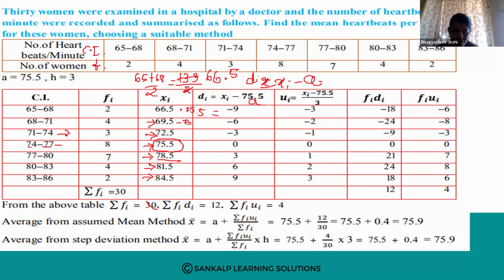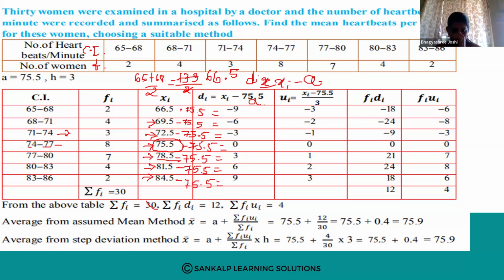69.5 minus 75.5 is equal to minus 6. 72.5 minus 75.5 is equal to minus 3. 75.5 minus 75.5 is equal to 0. 78.5 minus 75.5 is equal to 3. 81.5 minus 75.5 is equal to 6. 84.5 minus 75.5 is equal to 9. This is about the Di.